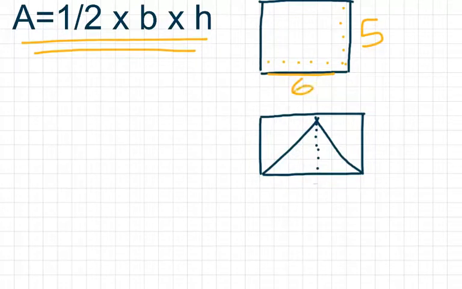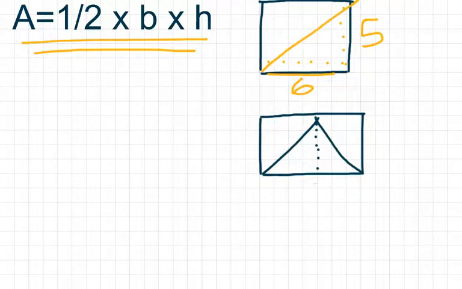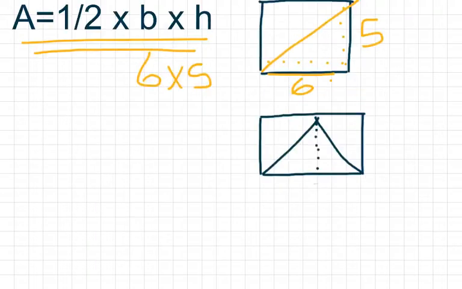So let's say I had to find the area of this right triangle. Well, what do I have? I have 6 times 5. That's the base and the height, right? And the height. And so I'm going to multiply that first. What does that give me? That gives me 30.